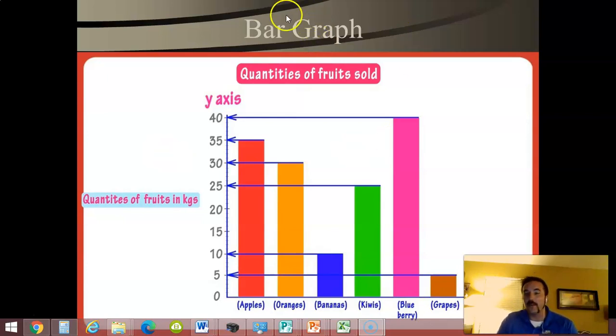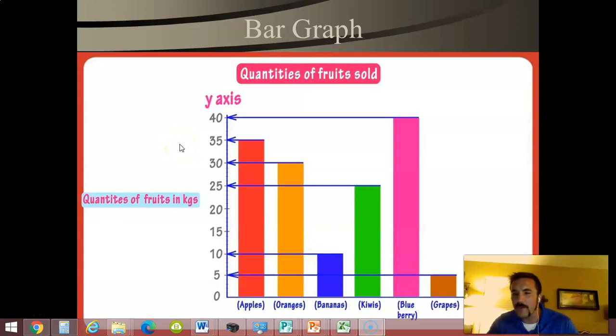Again, it's still a graph, has a lot of data, has a lot of information, but it's made with bars. That's what's going to tell you the information. But again, notice you have titles, right? Quantities of fruit sold. You have the y-axis, and a little trick for you.